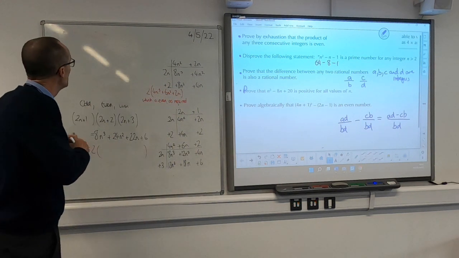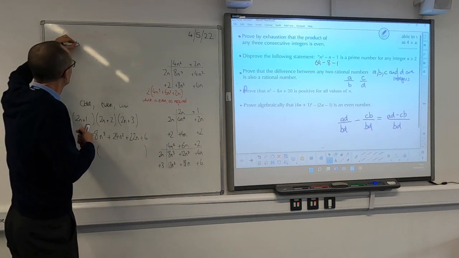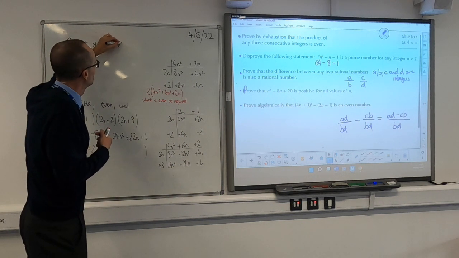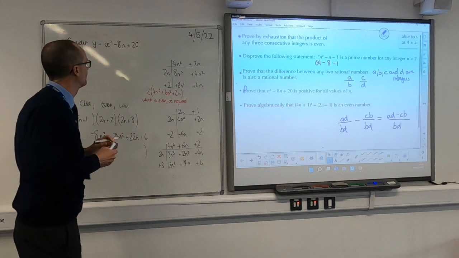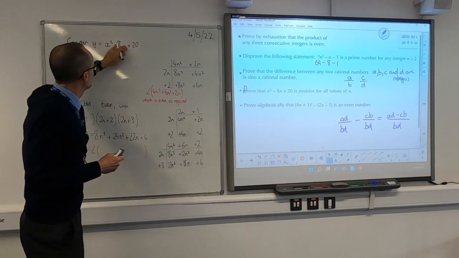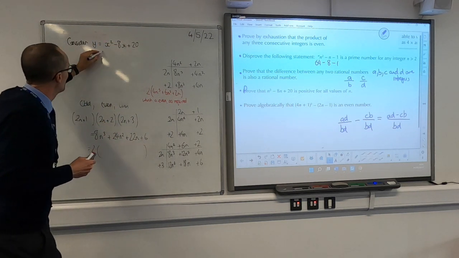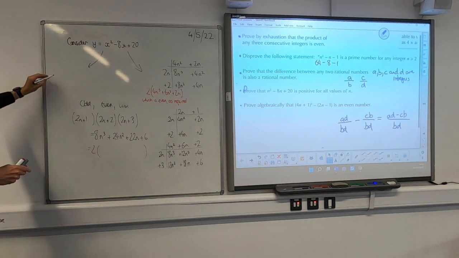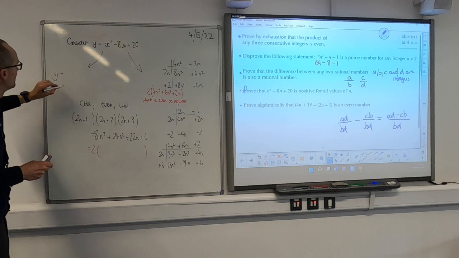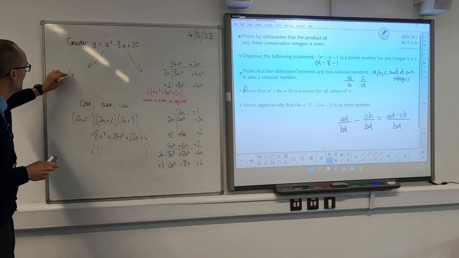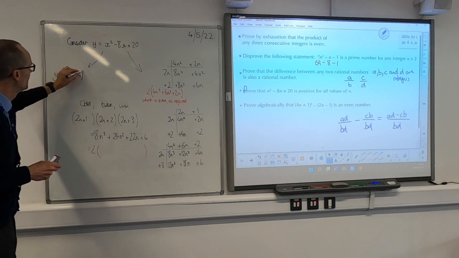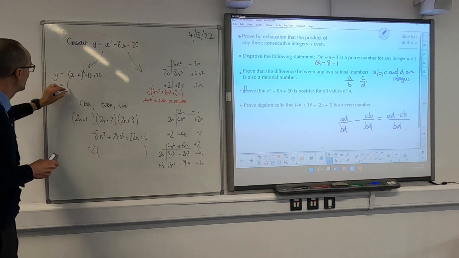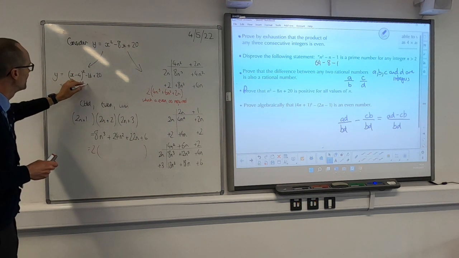So I might say, consider y equals x squared minus 8x minus 12. And I've got the two ways of doing it. I can either complete the square, so that's x minus 4 squared minus 16 plus 20. So that's x minus 4 squared plus 4.